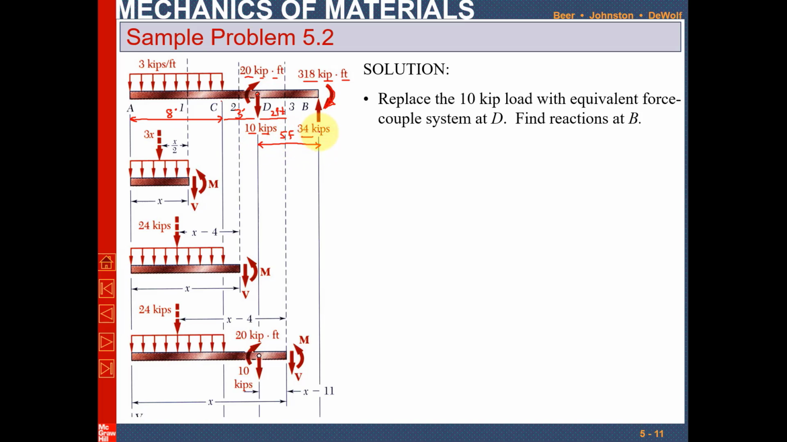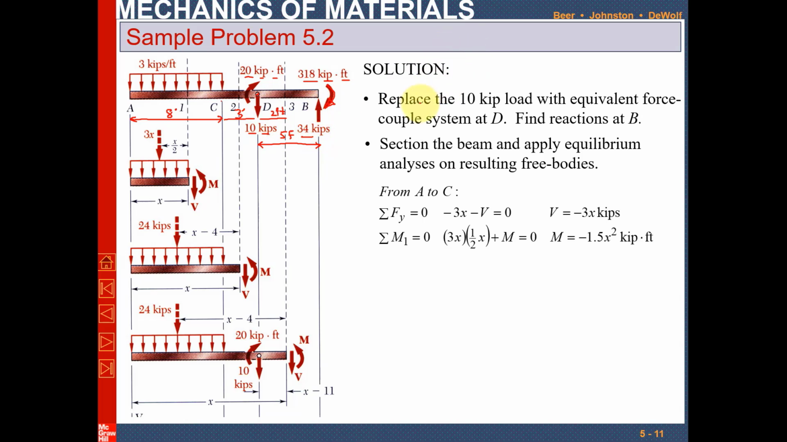Okay. So first of all you have to replace that 10 kips force with an equivalent force-couple system that is shown over here, that is 10 kips force and 20 kip-feet moment. Then you have to find the reaction and the moment at point B, which you will calculate, and after calculation you will come to know that the reaction force at point B is 34 kips and the moment at point B is 300 kip-feet.